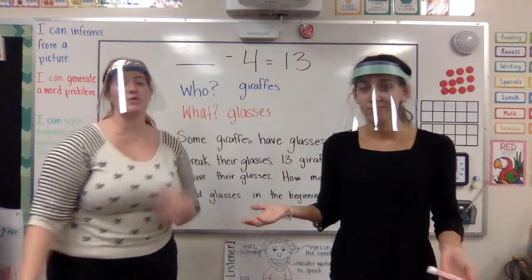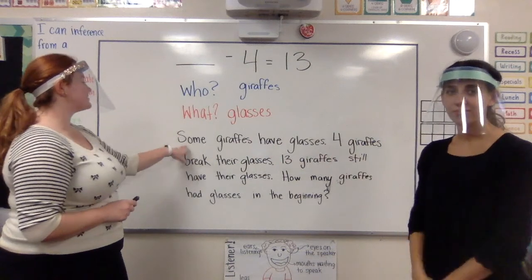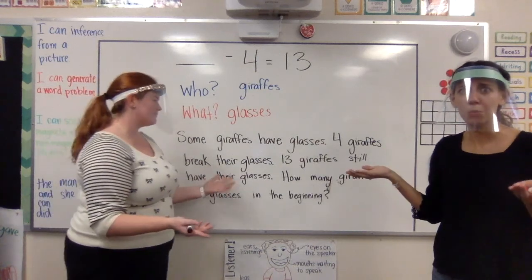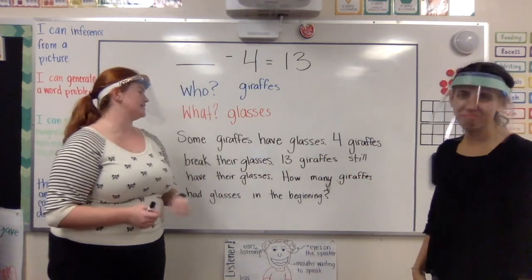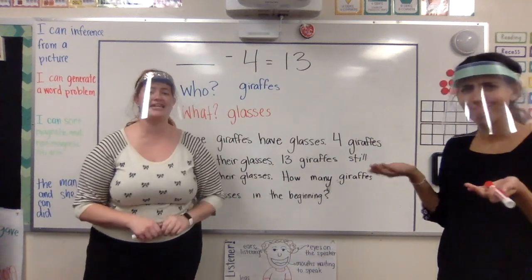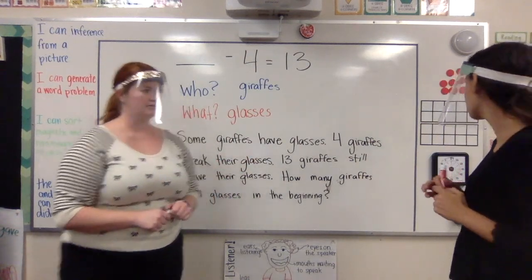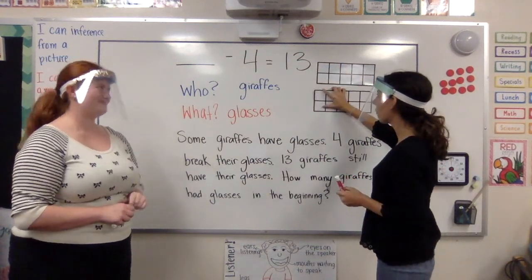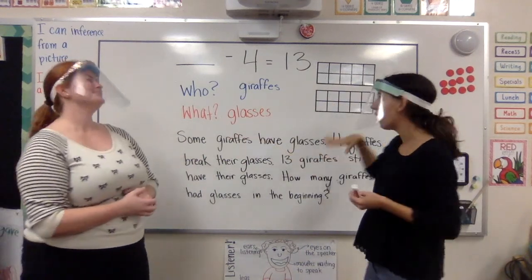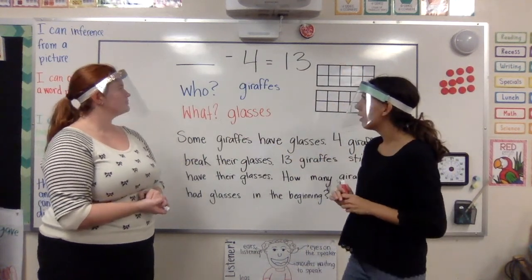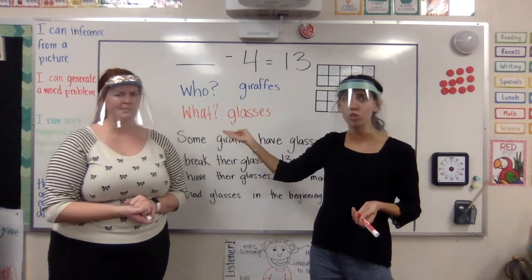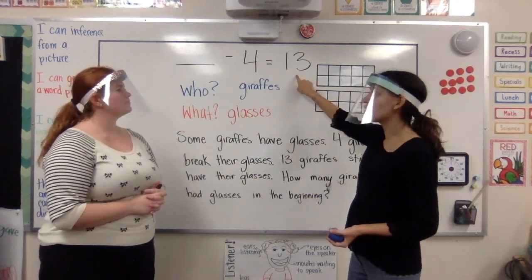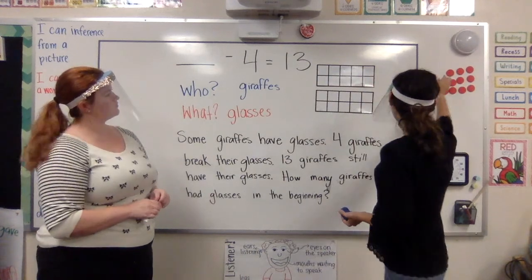Okay, so before we solve, let's go ahead and review our whole problem. It says some giraffes have glasses. 4 giraffes break their glasses. 13 giraffes still have their glasses. How many giraffes had glasses in the beginning? Oh, well, I want to use a 10 frame to solve this problem. So I have 2 10 frames because remember, we're working on numbers past 10 now, so I need more than 1. And I don't know how many to put for the start of my problem because it says some. But I know that at some point 13 giraffes have glasses. So at the end, we have 13 giraffes with glasses.